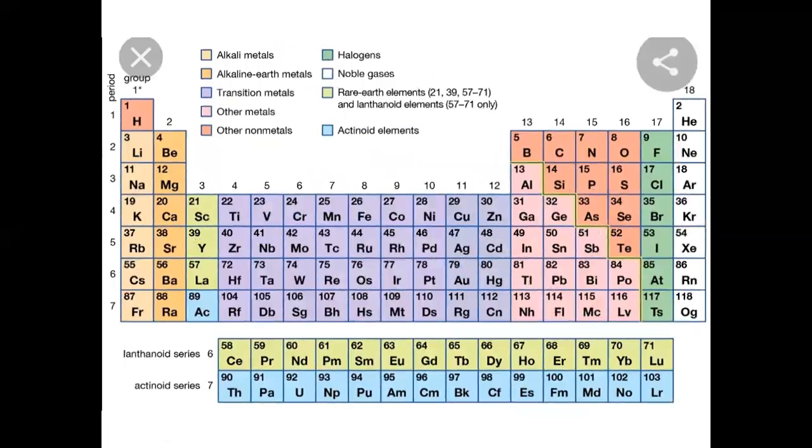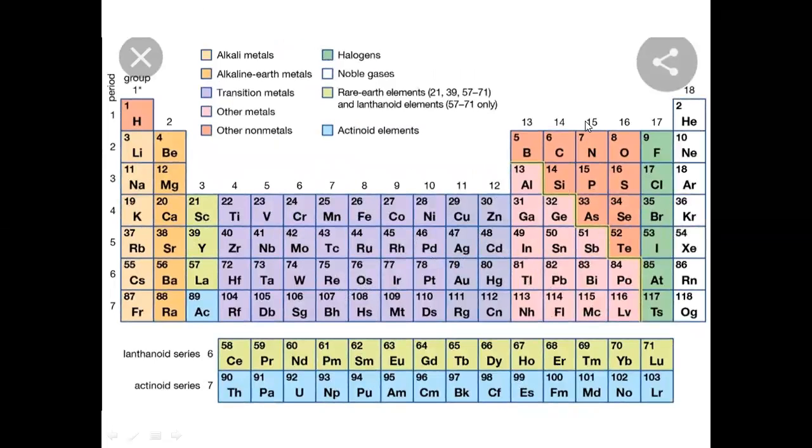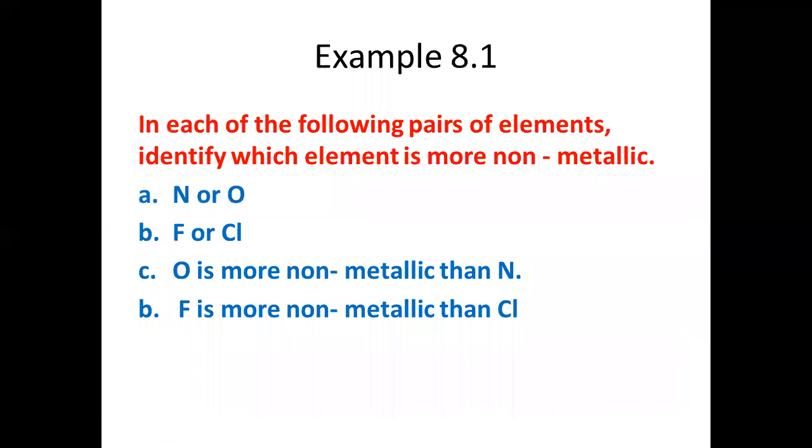You can see in the periodic table nitrogen is present in group number 5 and oxygen is present in group number 6. We can also call them 15 and 16. As I told you, electronegative character increases from left to right along the period. It means oxygen will be more non-metallic than nitrogen, or the electronegative character of oxygen will be greater than nitrogen. So oxygen is more non-metallic than nitrogen.